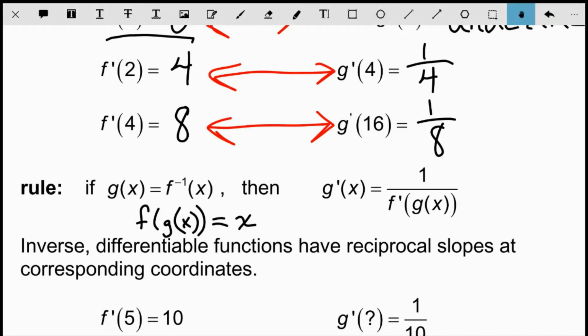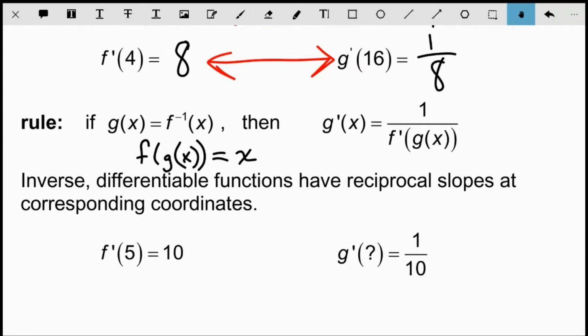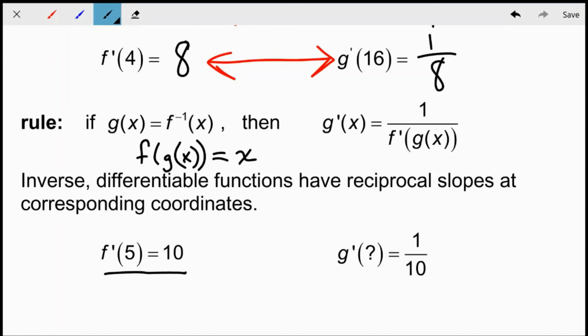I think if you can remember the way that the derivatives are related to each other at corresponding points, it becomes pretty simple. Okay, so notice what it says here. Inverse differentiable functions have reciprocal slopes at corresponding coordinates. So for example here, we're looking at f prime at 5, and we know that it's equal to 10. Well, this question over here says g prime at what would be equal to 1/10?